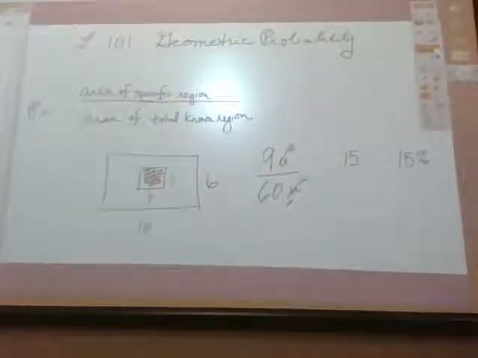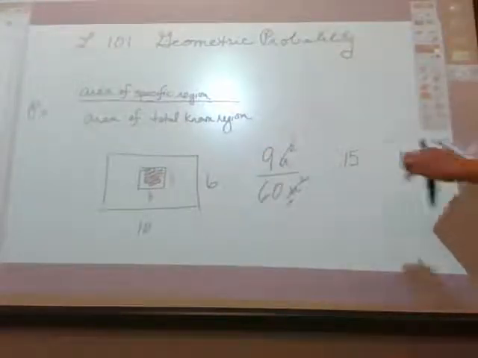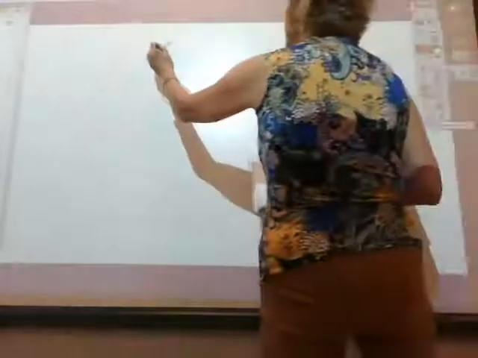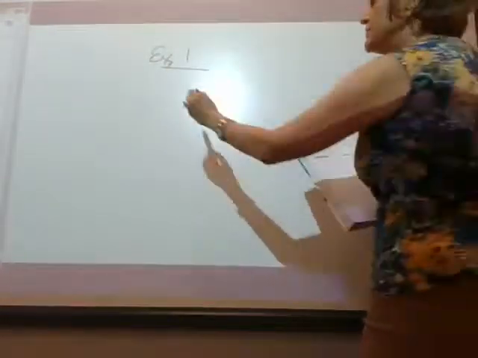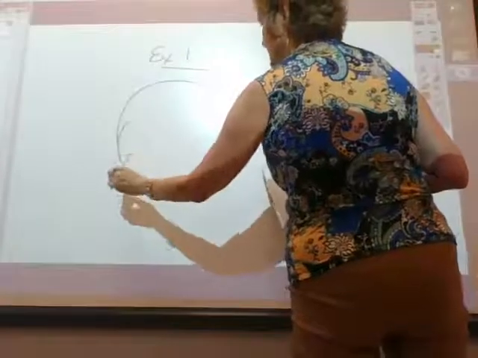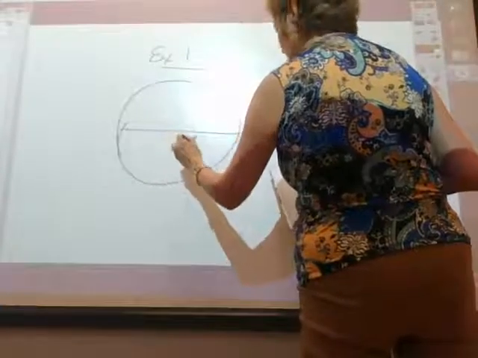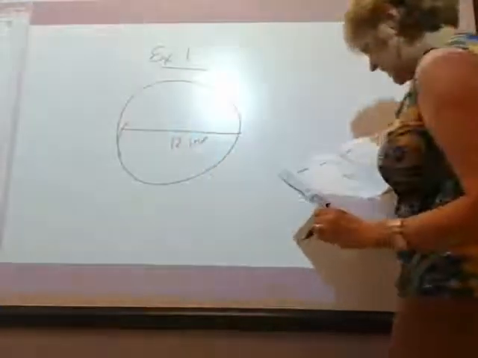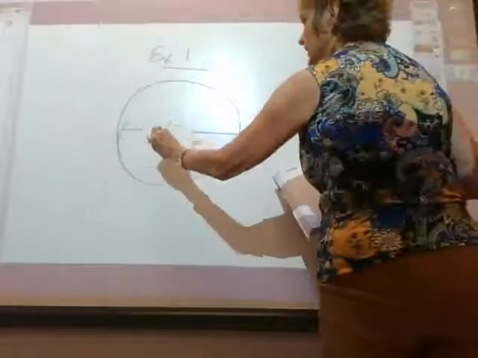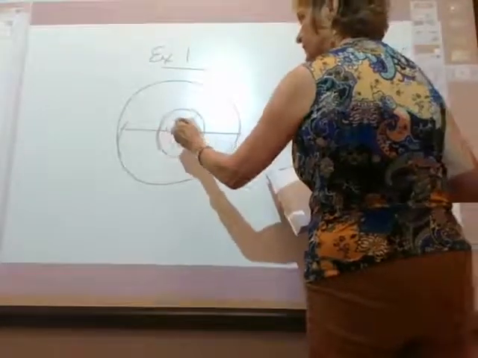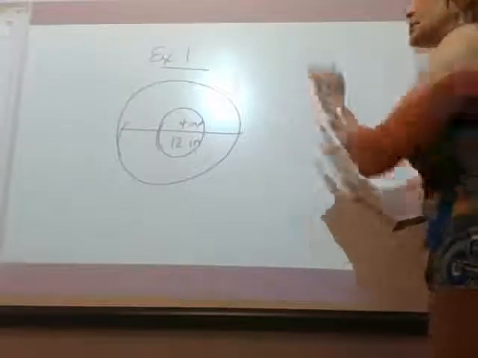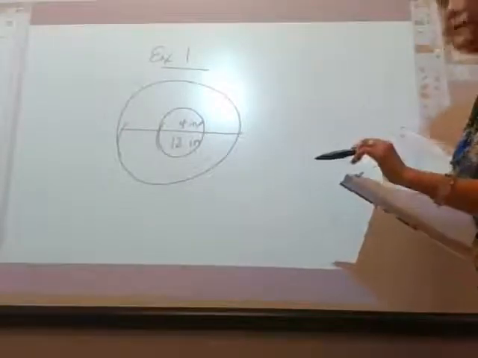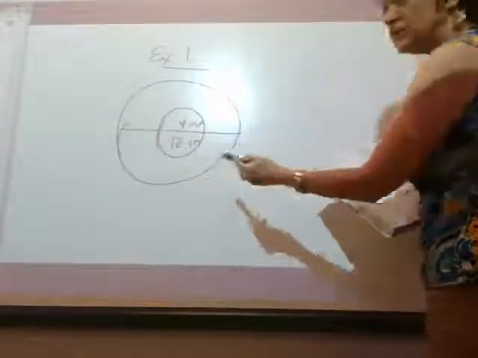So let's look at example 1, and you really might want to read through this, make sure that it makes sense to you. But example 1 says that if a 12-inch diameter target is hit, okay, so here's a diameter of 12 inches, and what's the probability that a 4-inch bullseye is hit? All right, so in terms of pi, let's not multiply through by pi, but what's the area of the whole big old circle in terms of pi?